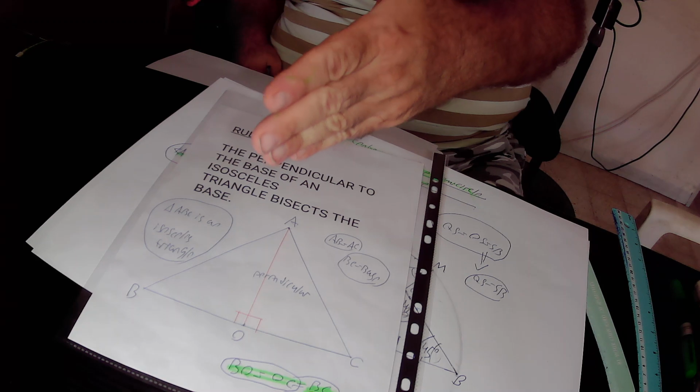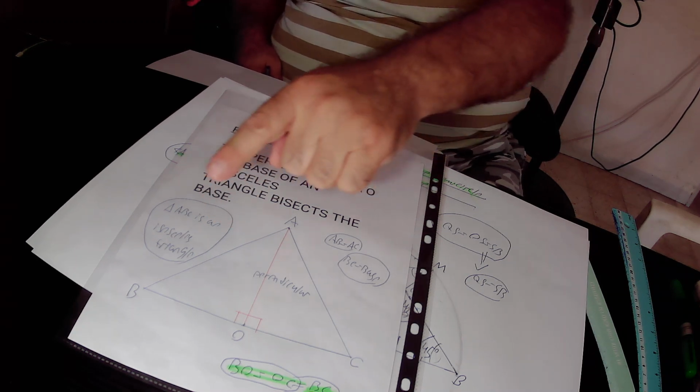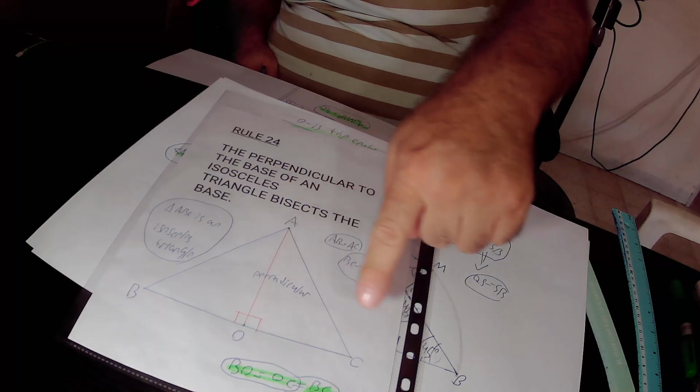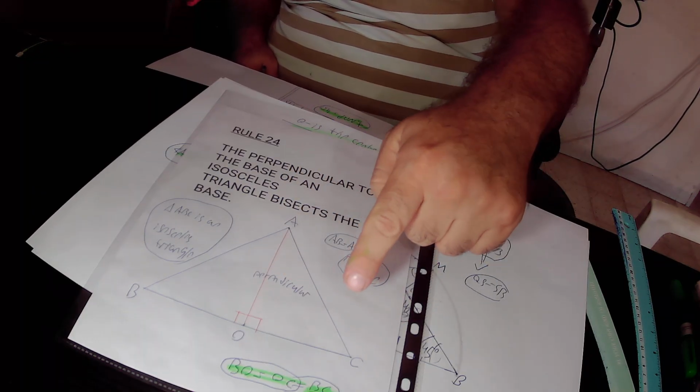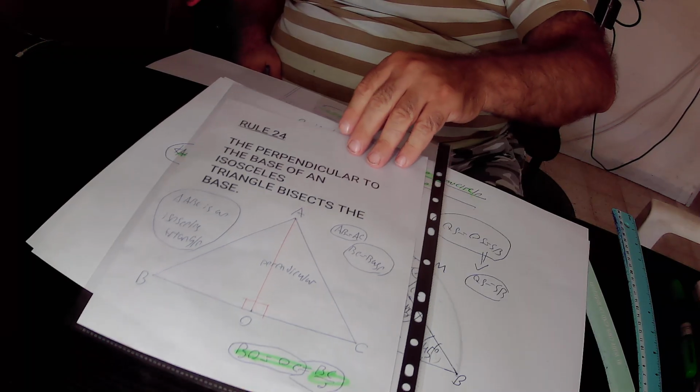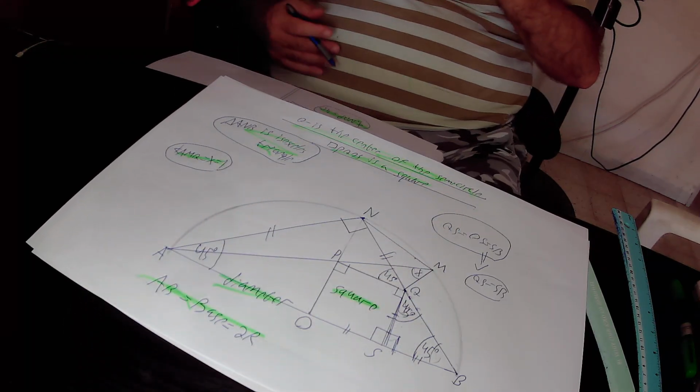Each half, of course, equals BC over 2. So the first half is BO, which equals BC over 2. And the second half is OC, which is also equal to BC over 2. And of course, BO equals OC. So we can implement rule 24 in our drawing.